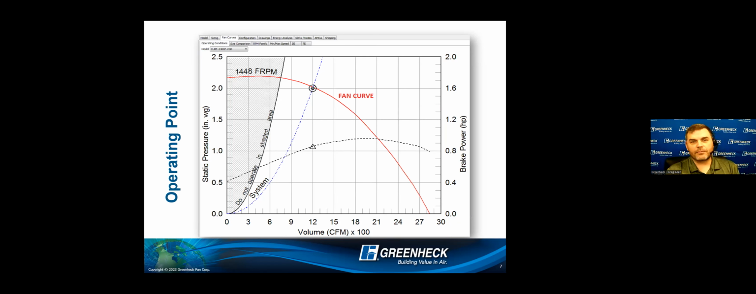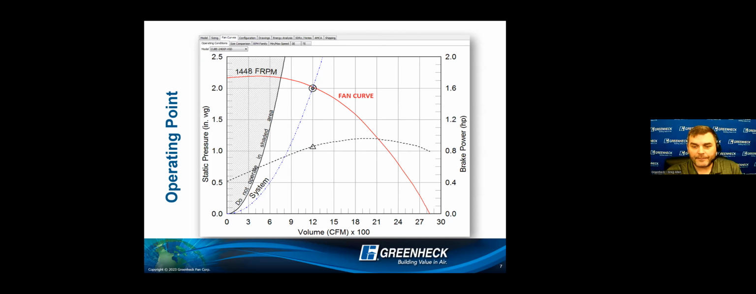Number one is this red curve, right? That's the fan curve. That is the recorded performance of how that fan is going to move air at a specific constant RPM, right? So right out of the gate, in that top left area, you can see that in my example, this fan is running 1448 fan RPM.